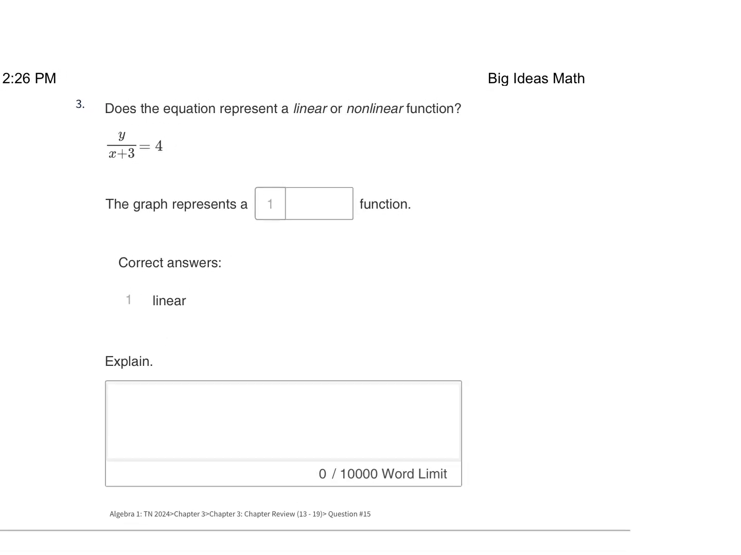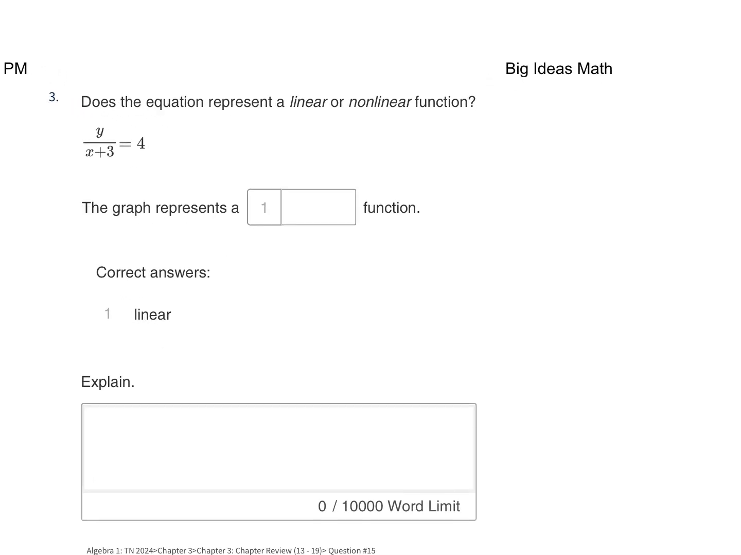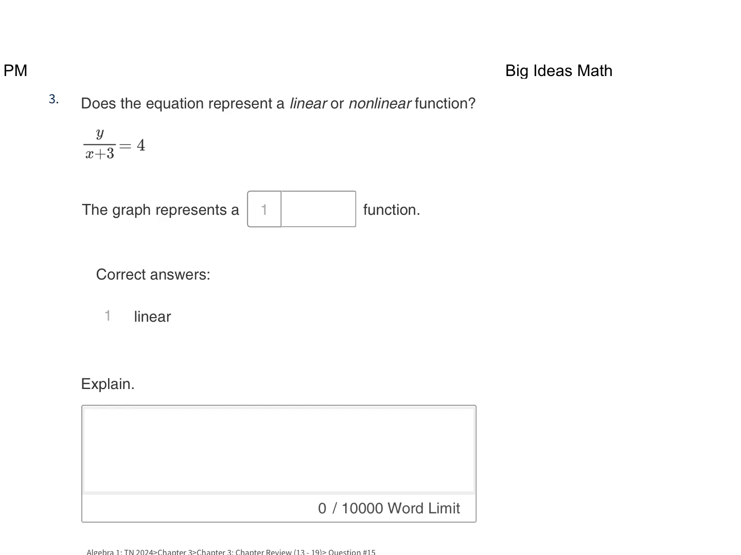All right. Let's look at this one. It says, does the equation represent a linear or nonlinear function? So how do we distinguish if it's linear? If you remember, we said that it can be written in y equals mx plus b. So if I can write a function in slope-intercept form where your exponent for x is 1, you don't have any exponents greater than 1, and you can get y by itself, okay?